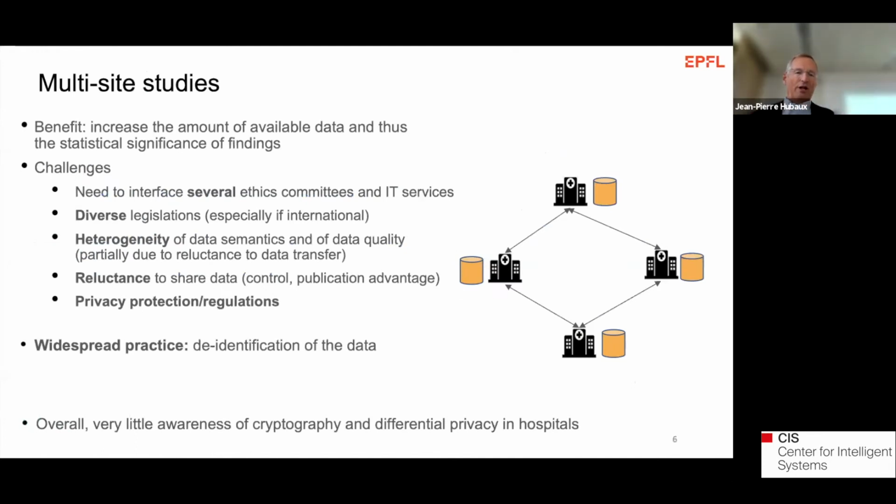More generally, the role of multi-site studies. We have to abstract things a little bit and think in terms of what happens when there are multiple institutions that are willing to work with each other. They trust each other enough to be willing to work together, but they don't trust enough to transfer the data to each other. This is actually a very widespread case. It's very challenging because of the reluctance to share data, the diversity of privacy protection regulations, and so on.